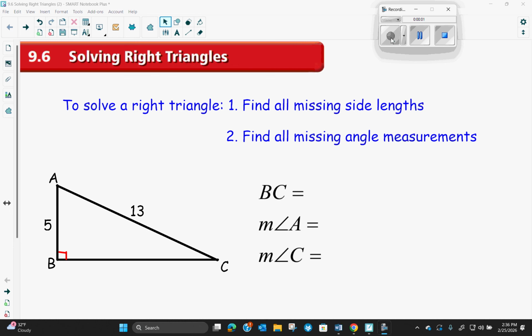So 9.6, we're going to actually now start solving right triangles. So we're actually going to find angle measurements and side lengths. To do this, we're going to have to use inverse trig functions.